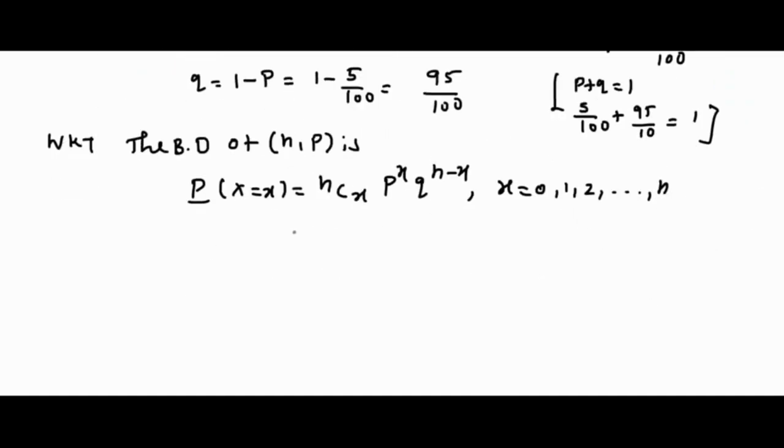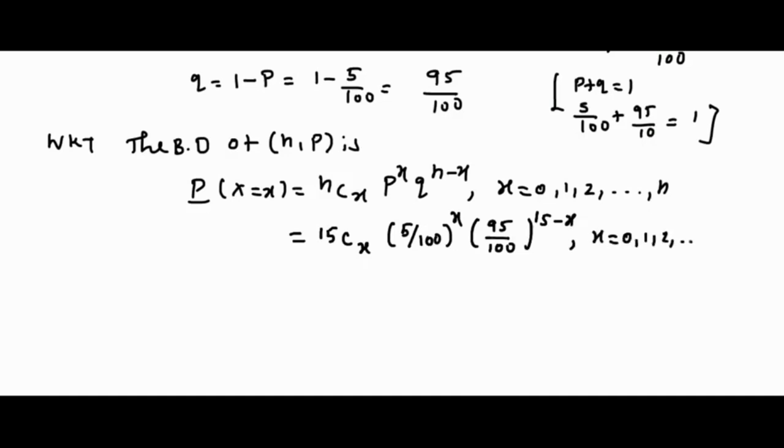So we know the n value. What is the n value? N is nothing but 15, right? So 15 C x. What is the p value? The p value is 5% defective, so 5 by 100 power x. What is the q value? 95%, which is good condition, into 95 by 100 power 15 minus x, where x is from 0, 1, etc. The last value is 15. So this is called your probability mass function. This is equation number 1.